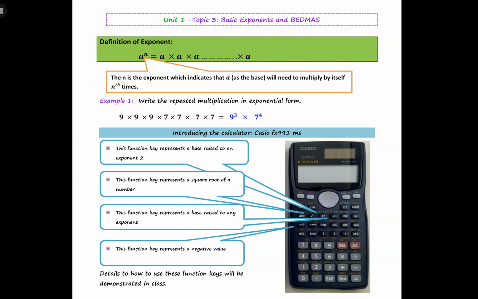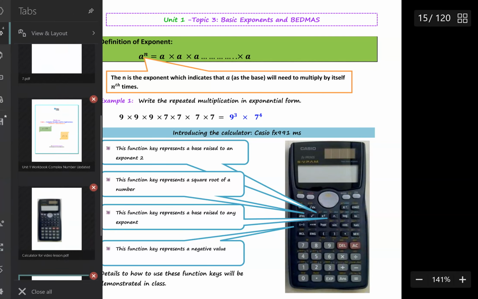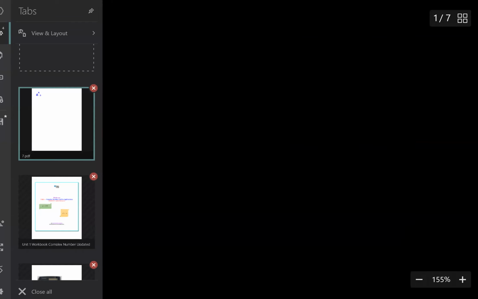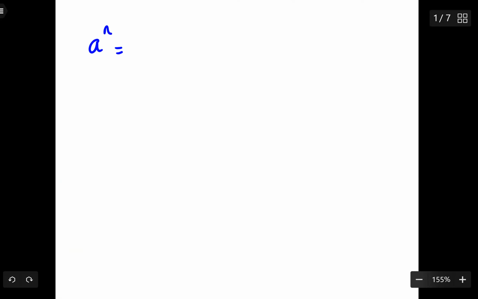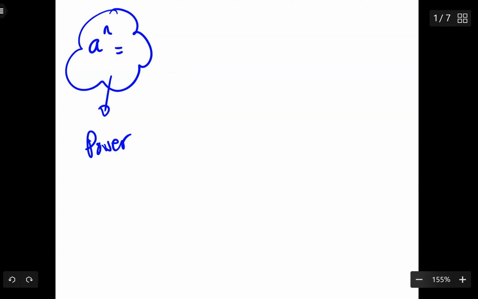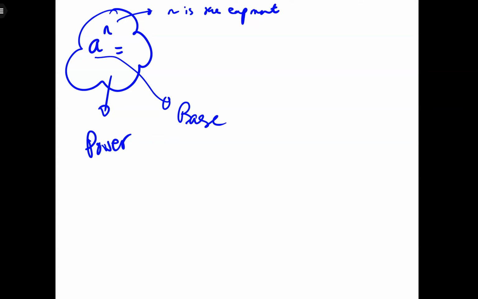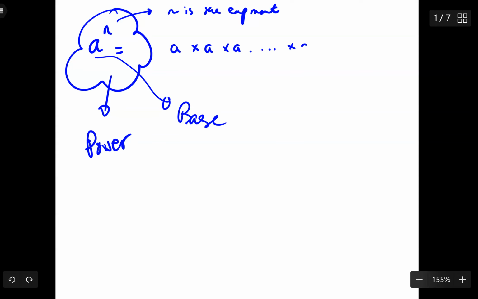Another terminology for the exponent is the power. So I can call a to the exponent n a power. In this power, a is the base and n is the exponent. The exponent will tell me how many times I multiply the base by itself. So in this case, I can write a multiplied by itself until I reach n times.